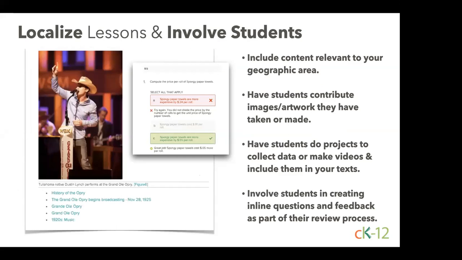As you think about updating lessons, consider localizing content, like this district in Tennessee did, by including a picture of Dustin Lynch, a graduate from their district, when discussing the Grand Ole Opry. Consider getting students involved in this process too. Have them contribute pictures or artwork that they made that relates to the content in the lesson. Have them collect data on the local ecosystem and use that as an example for future classes. Split up topics and make them review videos that can be included in future books to help students learn these topics. You may even have them write their own inline questions and feedback that you can incorporate down the road.